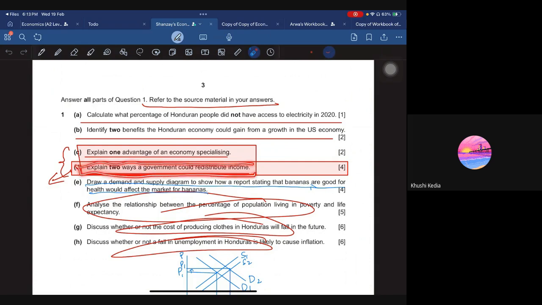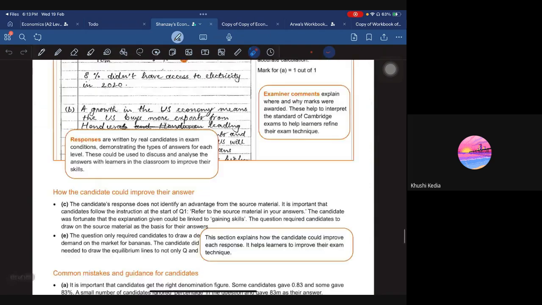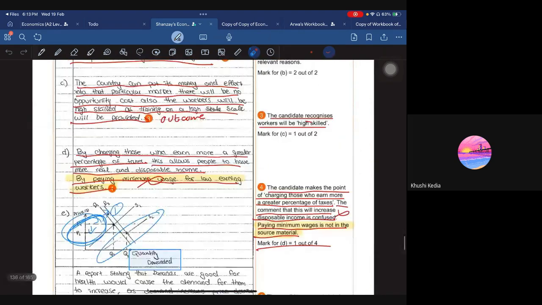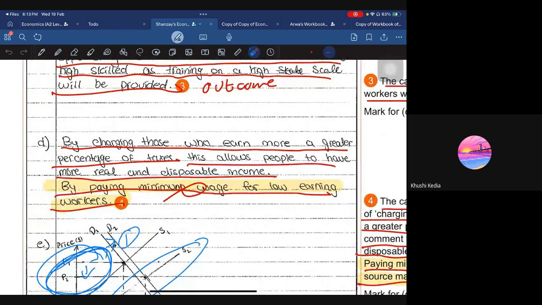This question, right? How the government could redistribute income. Now, what the kid did: government could redistribute income by charging those who earn more a greater percentage of taxes. This allows people to have more real and disposable income. It means that he's saying that there must be progressive taxation. That the rich who are earning more will have to pay more tax, and the poor who are earning less will have to pay less of the tax. Agreed?